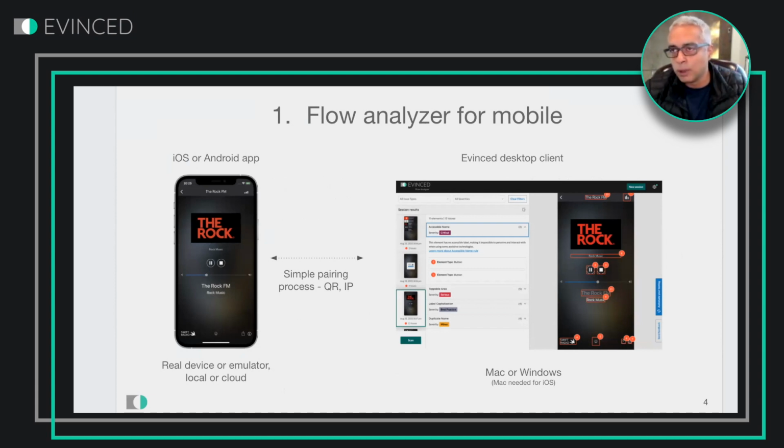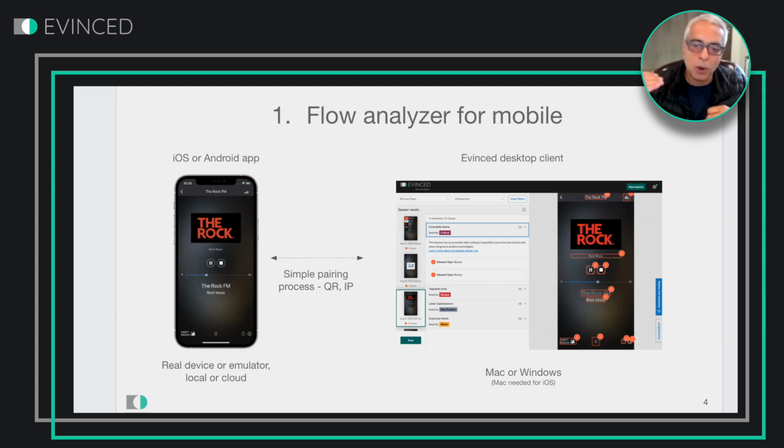It can be locally connected, or it could be in the cloud, a device cloud like Sauce Labs or Perfecto or BrowserStack or whatever. And there's a really simple and easy way to pair that with the Evinced desktop client. You can pair it with a QR code or an IP address, which is really, really simple. All you've got to do is fire up the app on your phone and click scan on the desktop client, and it's going to essentially go out and do the analysis for you.